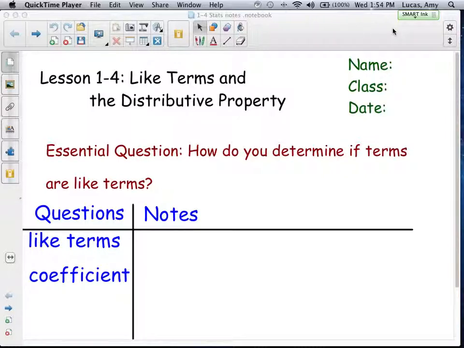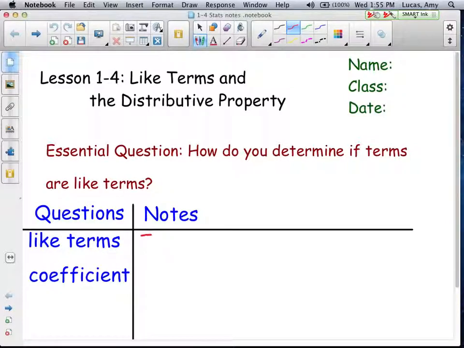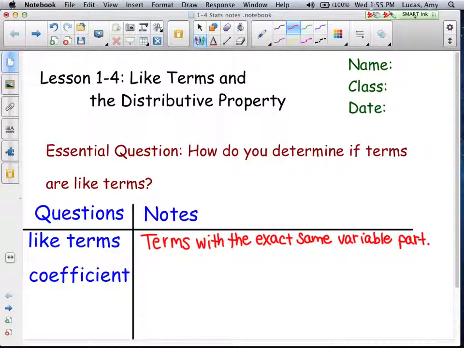Like terms, you may recall from pre-algebra, are terms that have the exact same variable part. So if you have terms like 5x and 3x, they have the exact same variable part, the same letter x, so those are like terms.